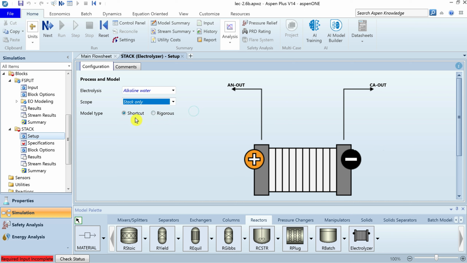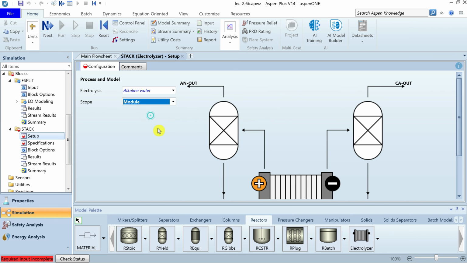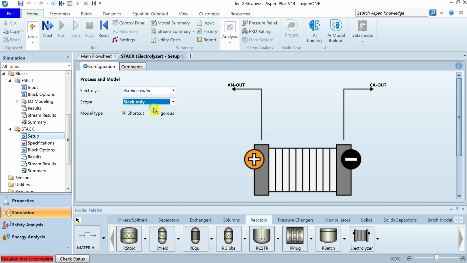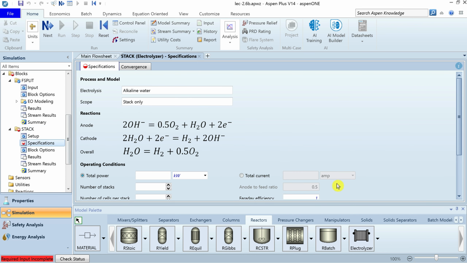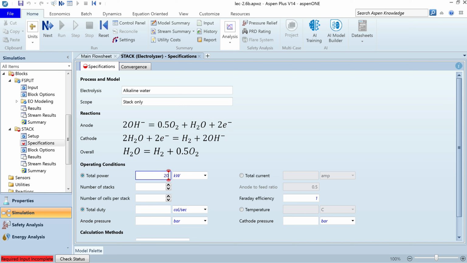In case of stack, you can use shortcut as well as rigorous approaches, whereas in case of module, there is only one approach, and that is the shortcut approach. So let's practice the shortcut stack only. Enter the specifications. Let's minimize the model palette to make some room. Power input is 20 megawatt.